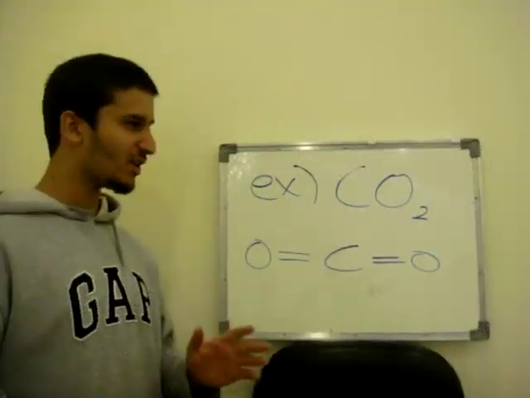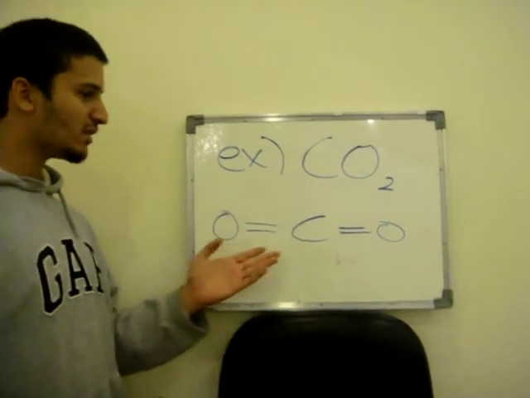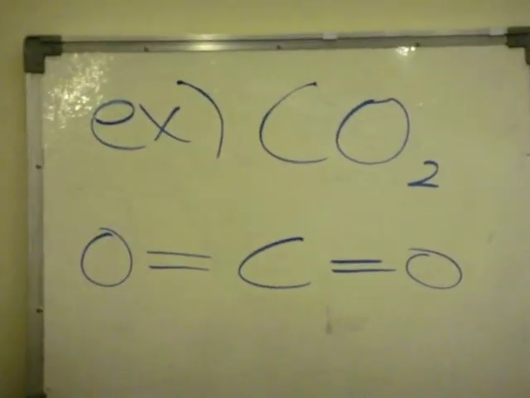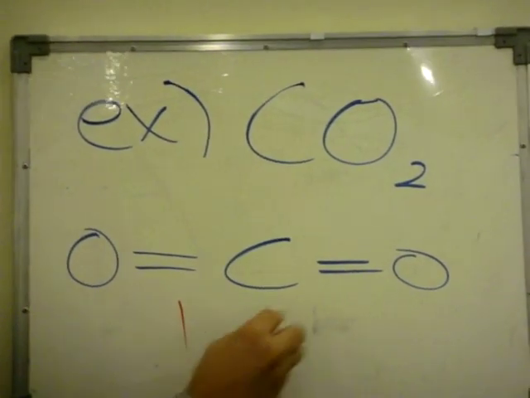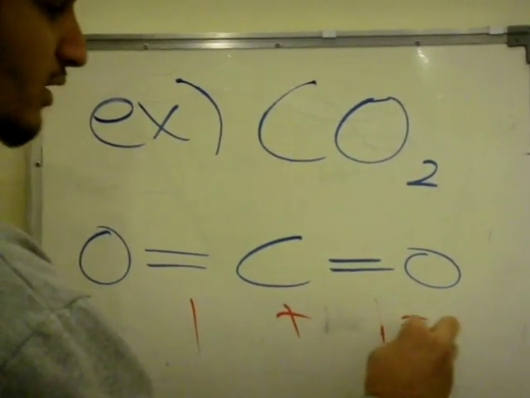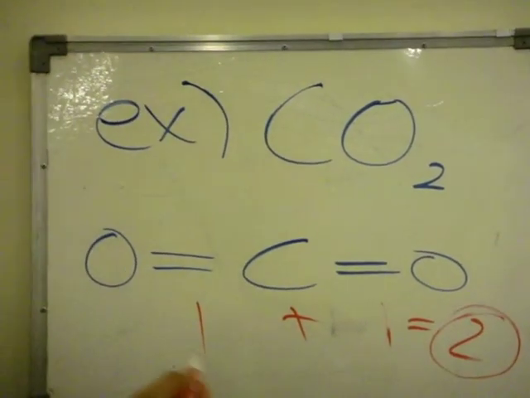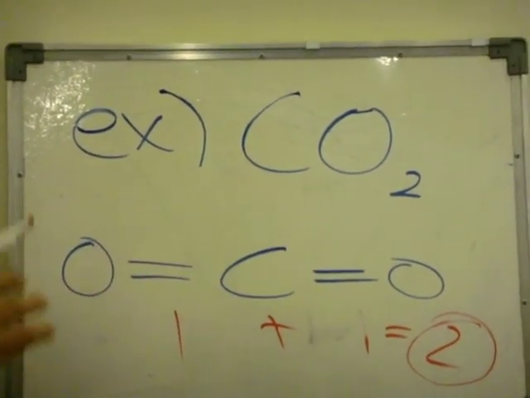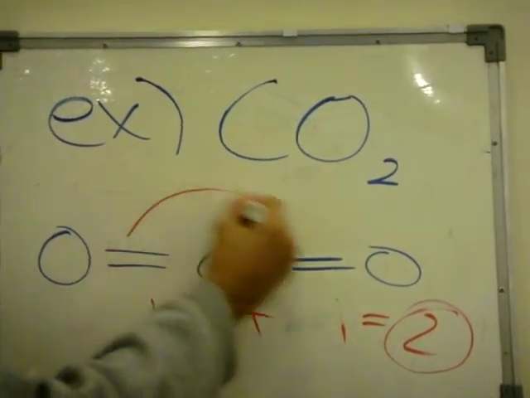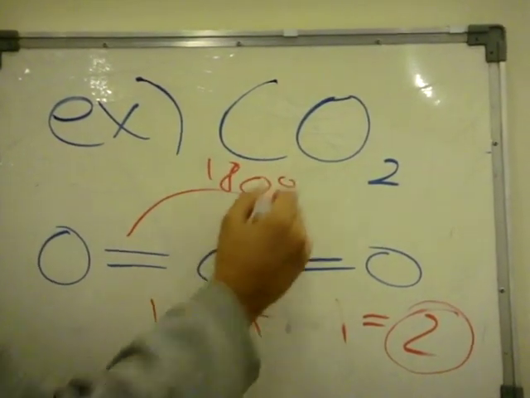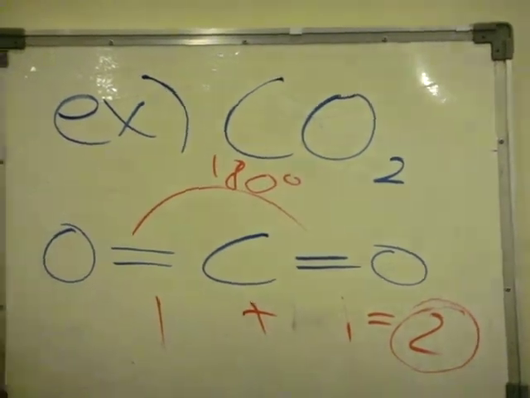An example for steric number 2 is carbon dioxide. This is the Lewis structure of carbon dioxide. There are two multiple bonds here, as you can see. Each one counts as 1, so if you add them together, you will get the steric number 2. Also, because there are only 3 atoms here, they will tend to force maximum distance, which is 180 degrees apart.